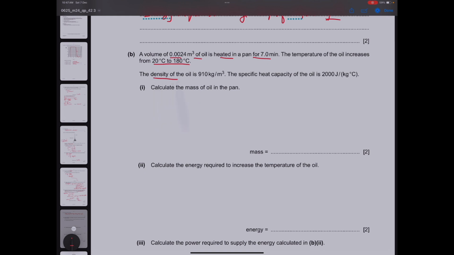A volume of this much oil is heated in a pan, the temperature increases, all right. The density of oil is given, specific heat capacity is given, all right. Calculate the mass. So for mass, we know that density is equal to mass over volume. So mass is equal to density into volume. Do we know the density? I think so, 910. Do we know the volume? I think so, 0.0024. The mass will come out to be 2.2 kg.